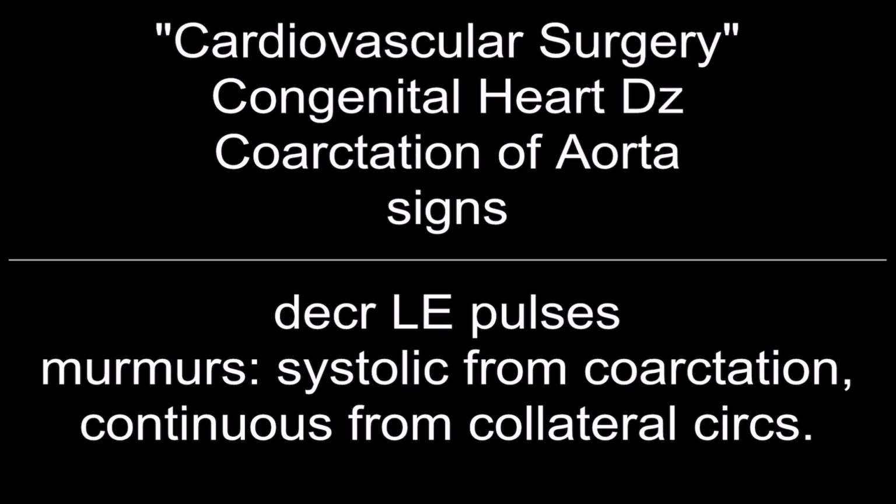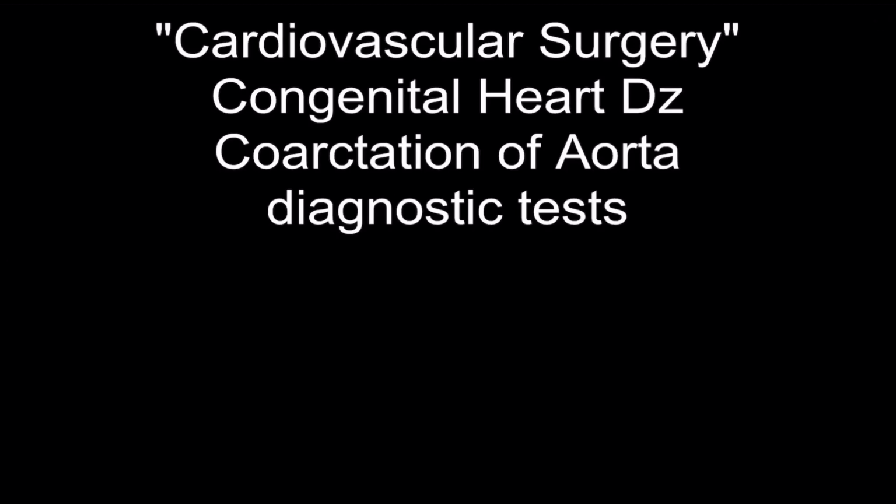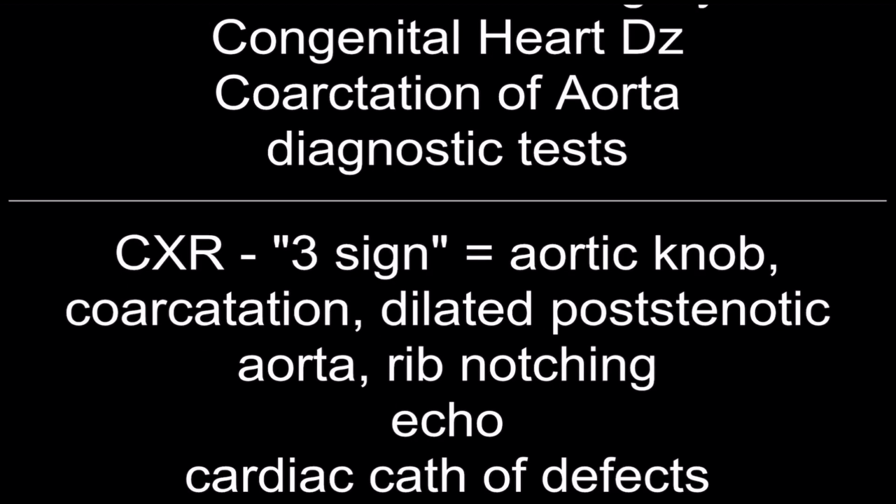Decreased lower extremity pressures, murmurs, systolic from coarctation, and continuous from collateral circulations. Coarctation of aorta, diagnostic tests. Chest x-ray, 3 signs. Aortic notch, coarctation, aortic knob, coarctation, dilated post-stenotic aorta, rib notching, echo, and cardiac cath of defects.